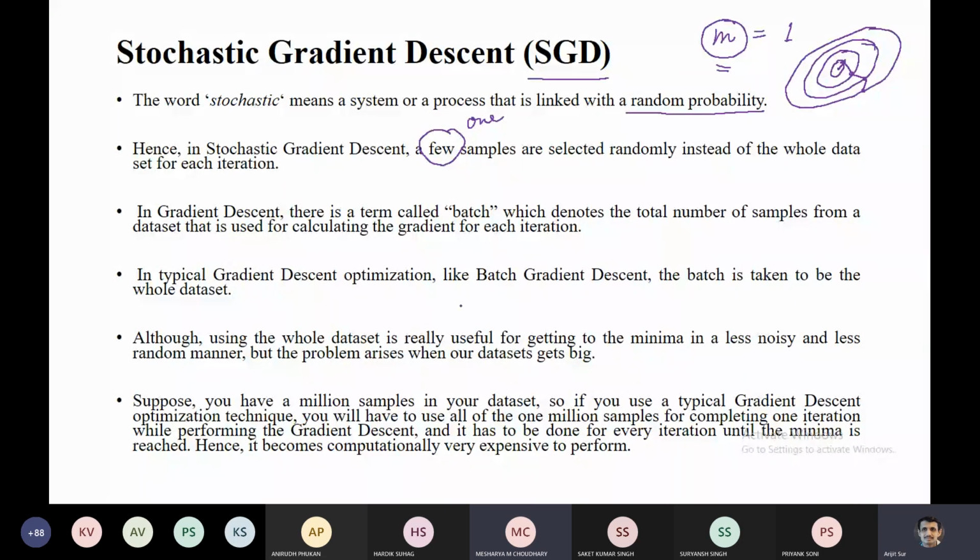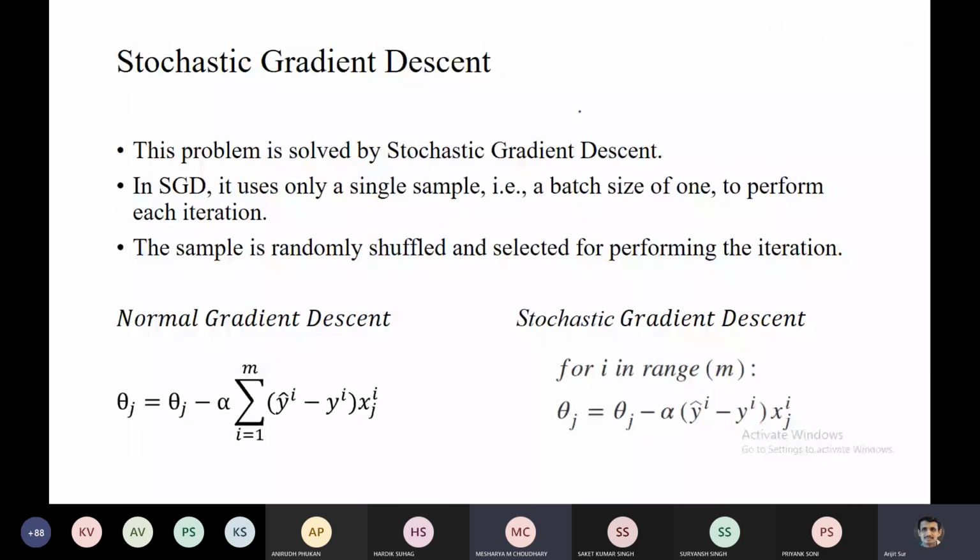But suppose you have a million samples in your data set. If you use a typical gradient descent optimization technique, we'll have to use all 1 million samples for completing one iteration while performing gradient descent. And it has to be done in every iteration until the minima is reached. Hence, it becomes computationally very expensive. That's what I say, it is computationally expensive.